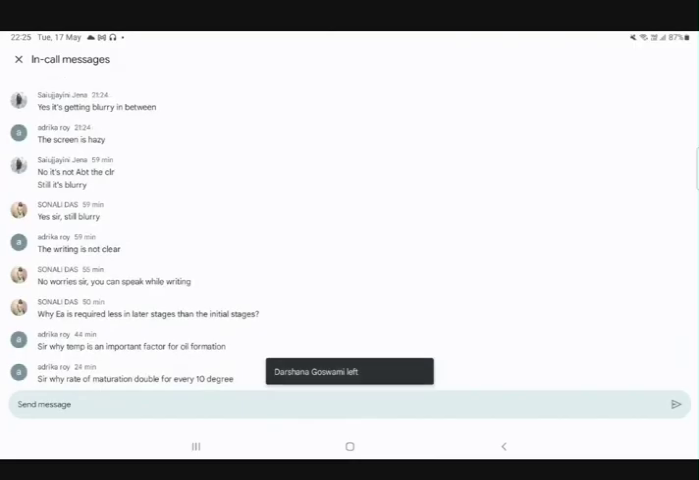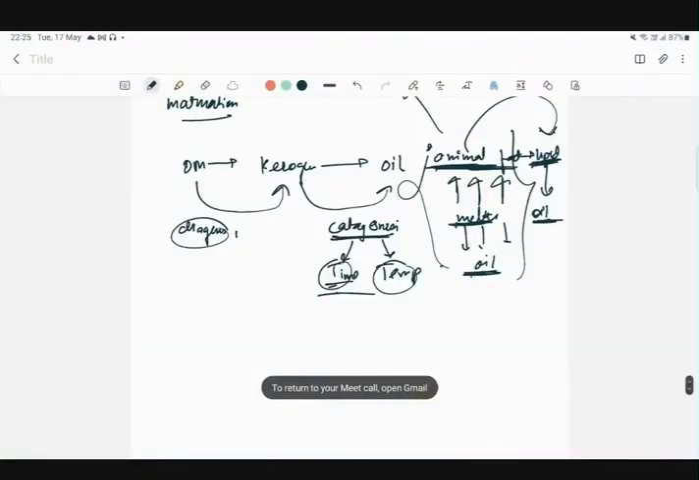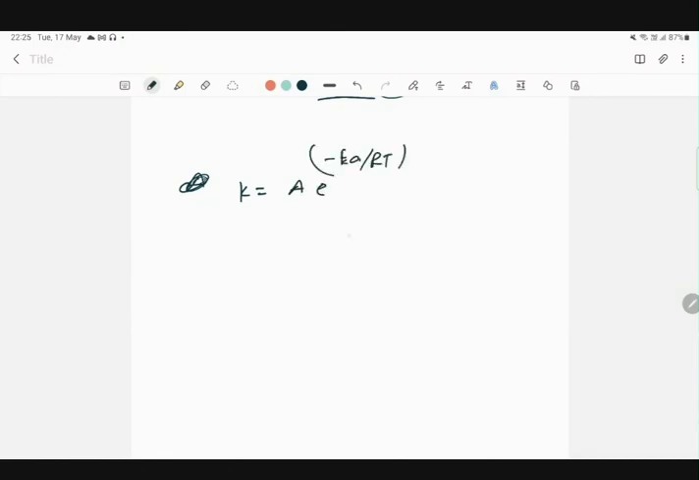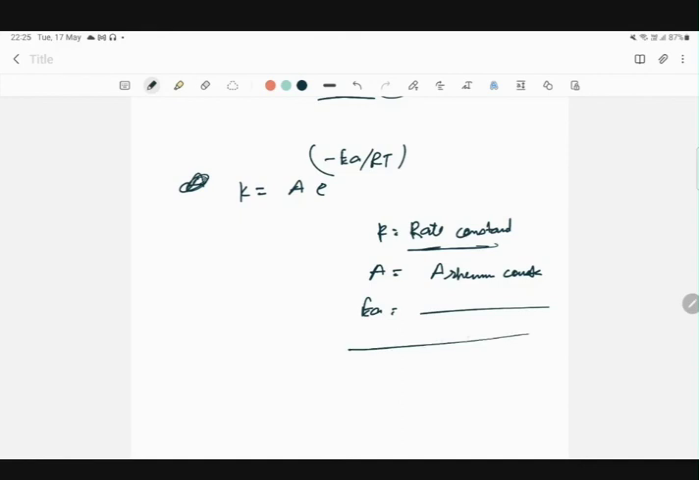And the third question is, why is the rate of maturation double for every 10 degrees Celsius rise in temperature? We discussed Arrhenius's equation. It says that K is equal to A times e to the power of minus EA by RT. K is the rate constant, that is, the rate at which the reaction is taking place. A is the Arrhenius constant, EA is the activation energy, R is the universal gas constant.